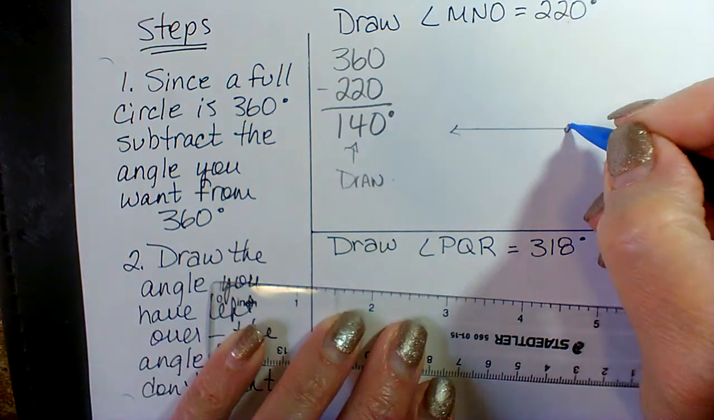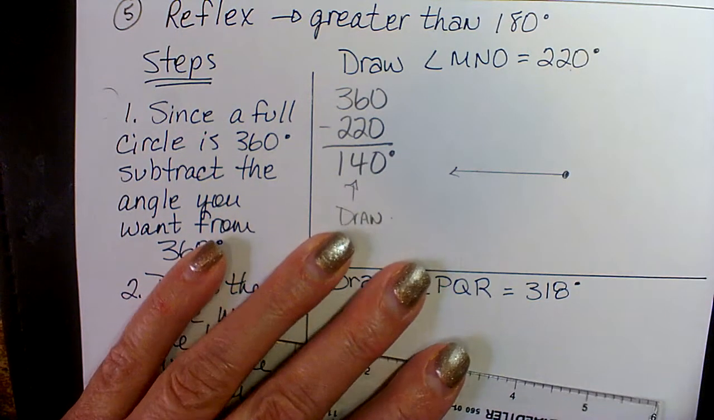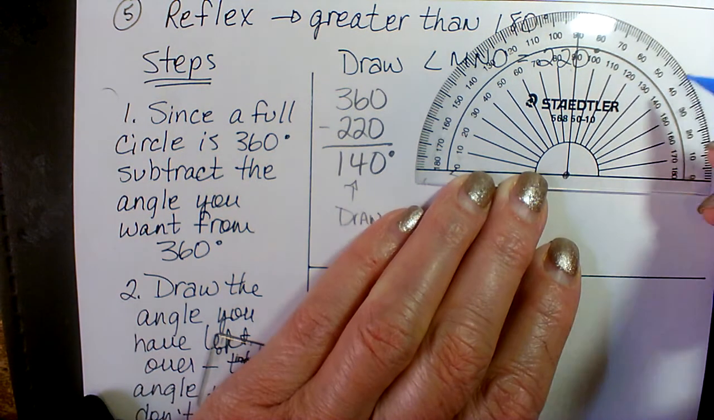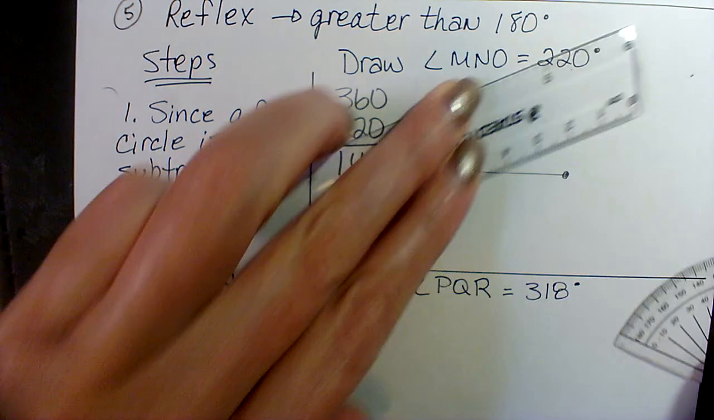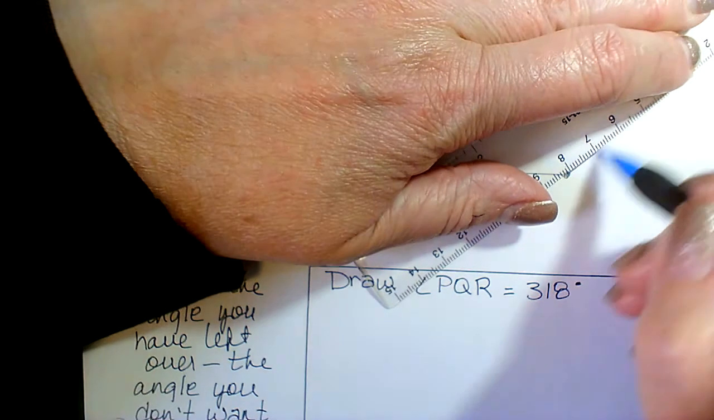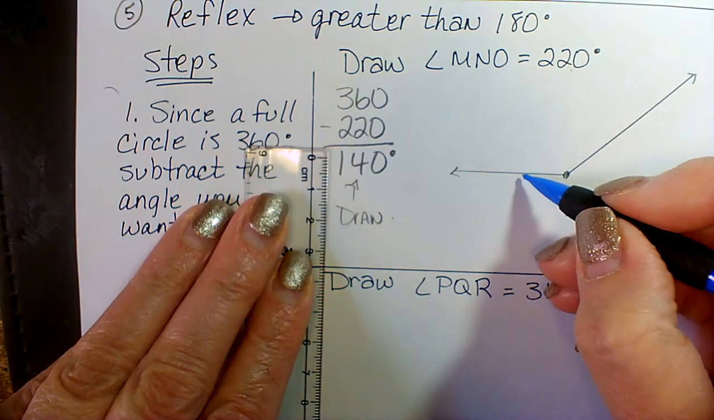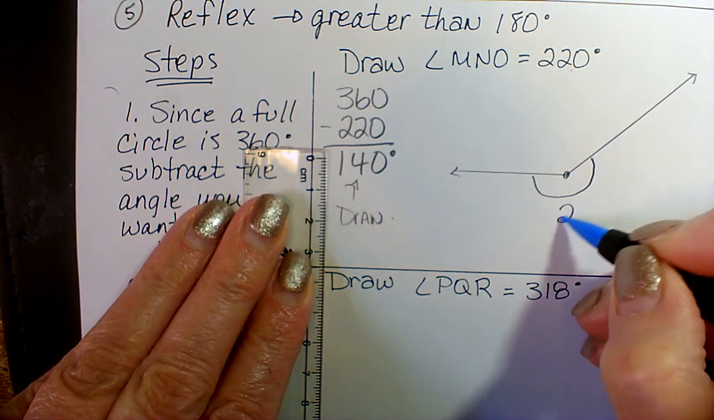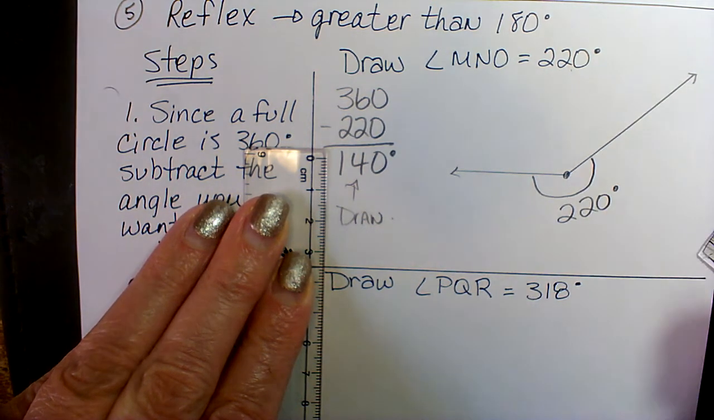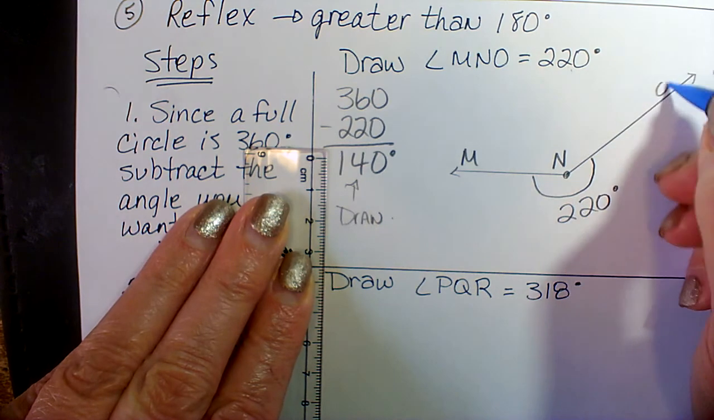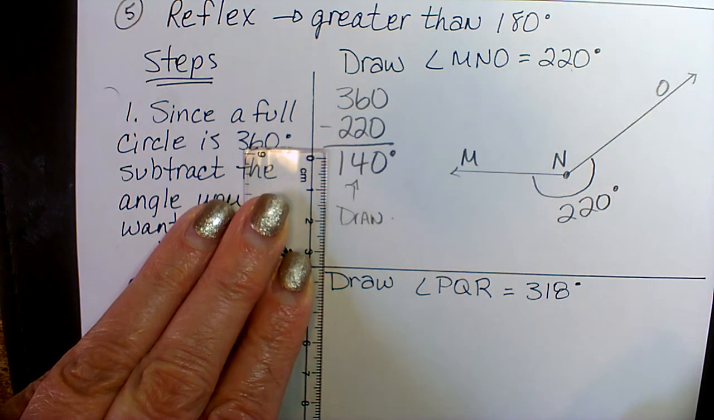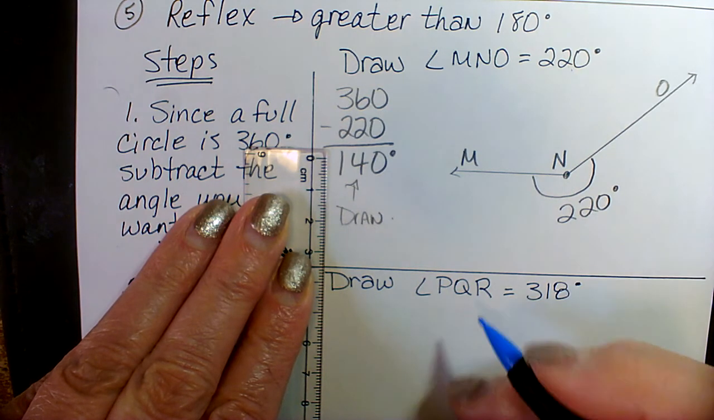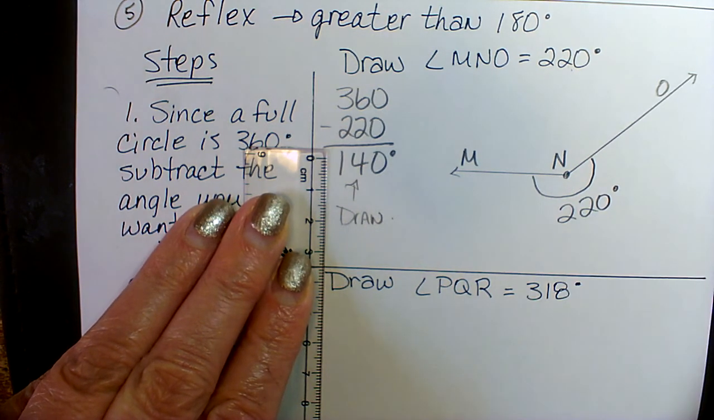Straight line, arrow, dot. Put my protractor on. I'm going to draw the 140. So starting at 0, going all the way over to here to 140. And I'm going to draw that. Now, I'm not going to label this because that's my 140. I don't want that. I want this side over here. That's my 220 degrees. M, N, O. I want the side that I didn't want. I don't want this side. That's the 140. All right? And then label your opposite side.